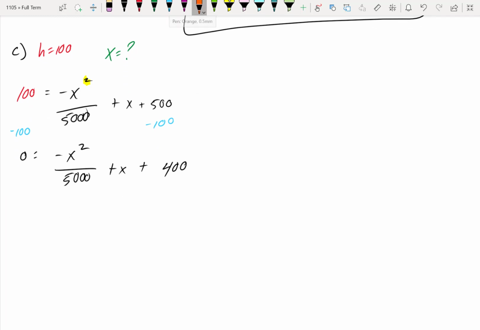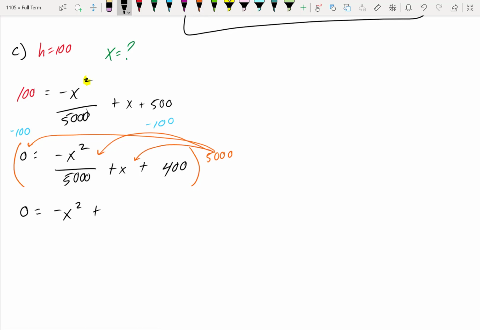A lot of higher level math is just using the quadratic formula instead of factoring when you come to a quadratic. So we have 5,000 times 0 is 0 equals 5,000 times the fraction. What happens is the denominator goes away. 5,000 times x is 5,000x. And 5,000 times 400, we get 2 million.